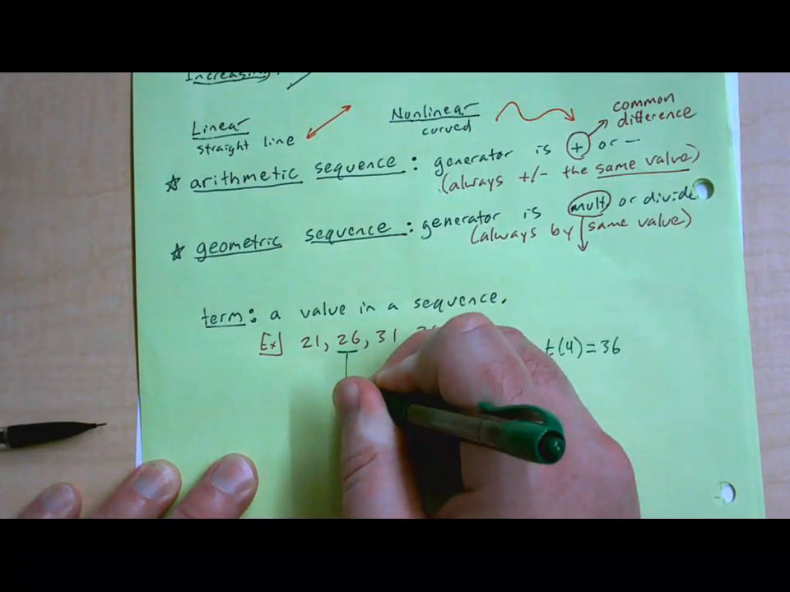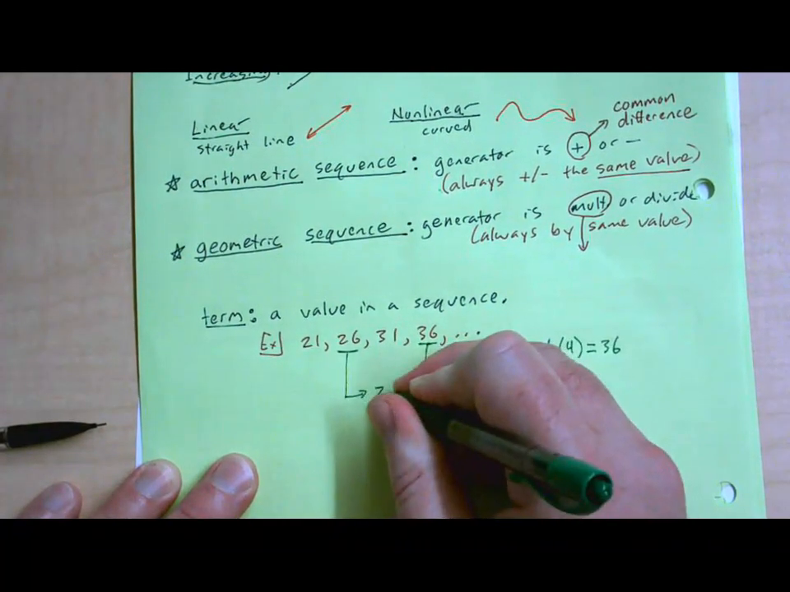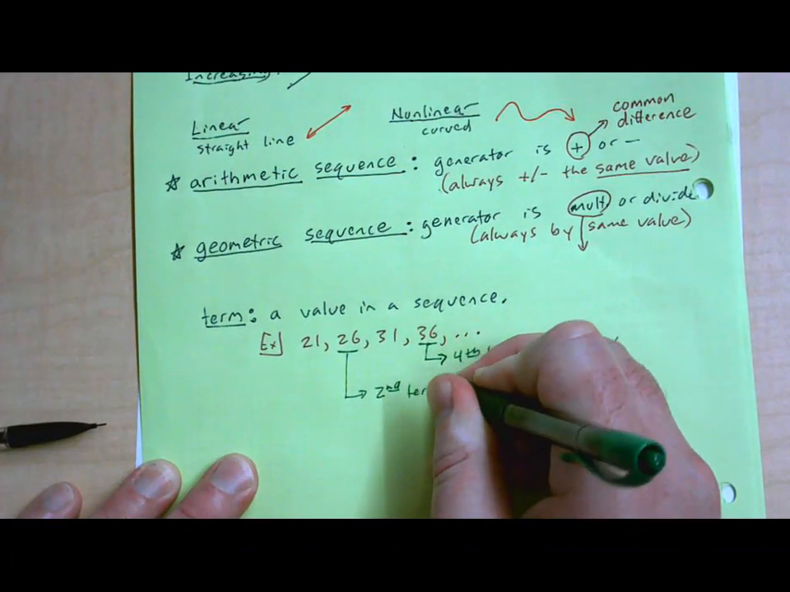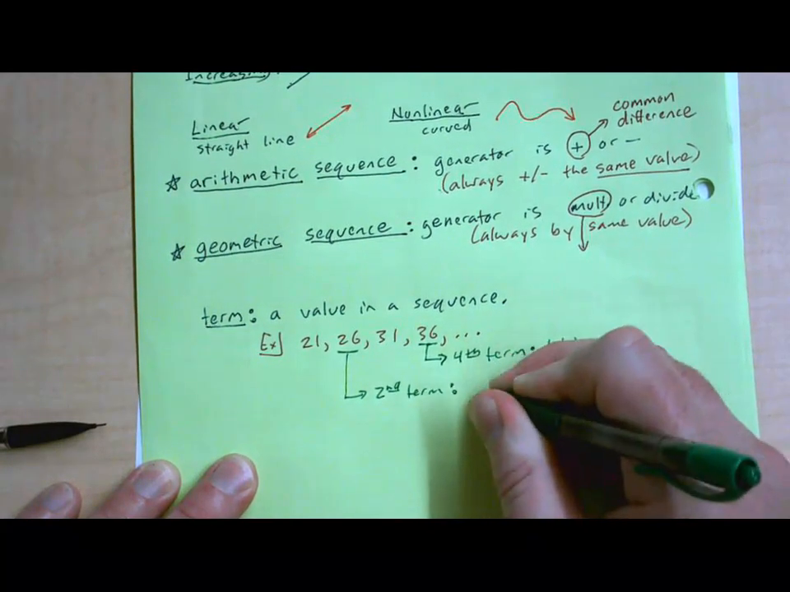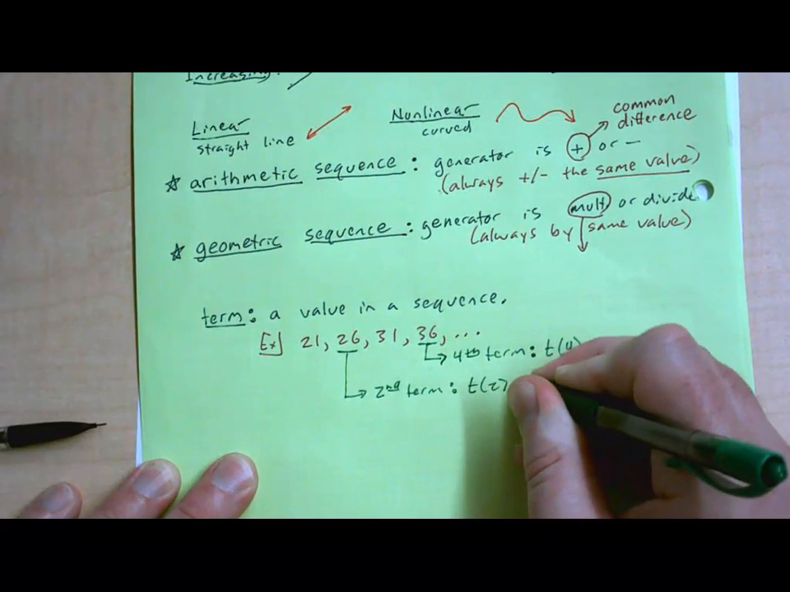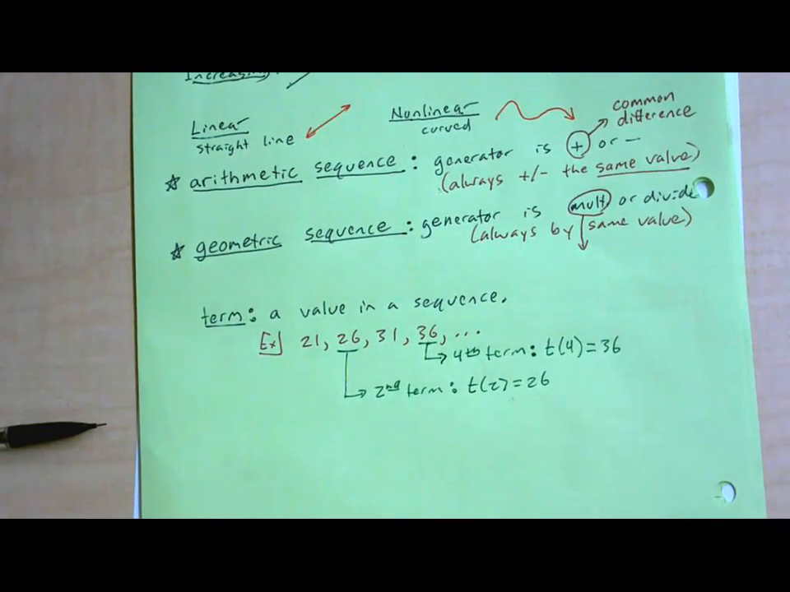26 is our second term. So the second term, we would write T of 2 is 26. That's going to be it that I'm going to add to this page. But we're going to add some stuff onto the next page. So as soon as you get those couple things done, go ahead and flip over to your next page.